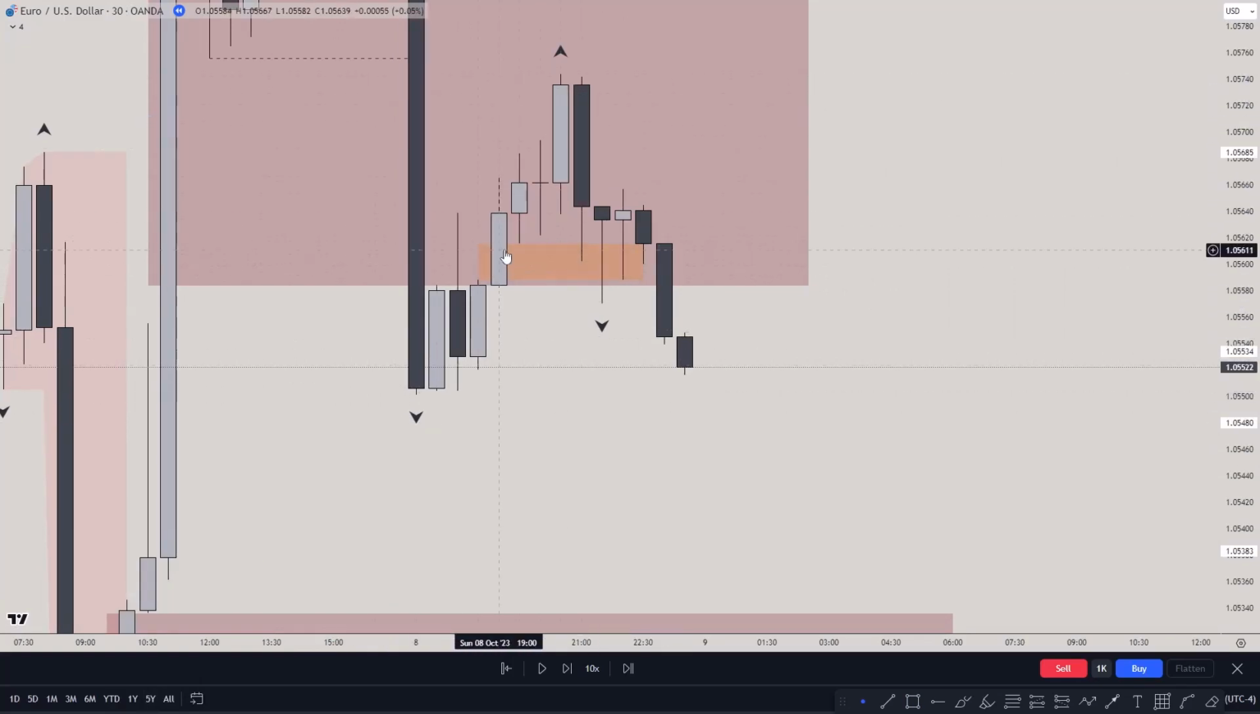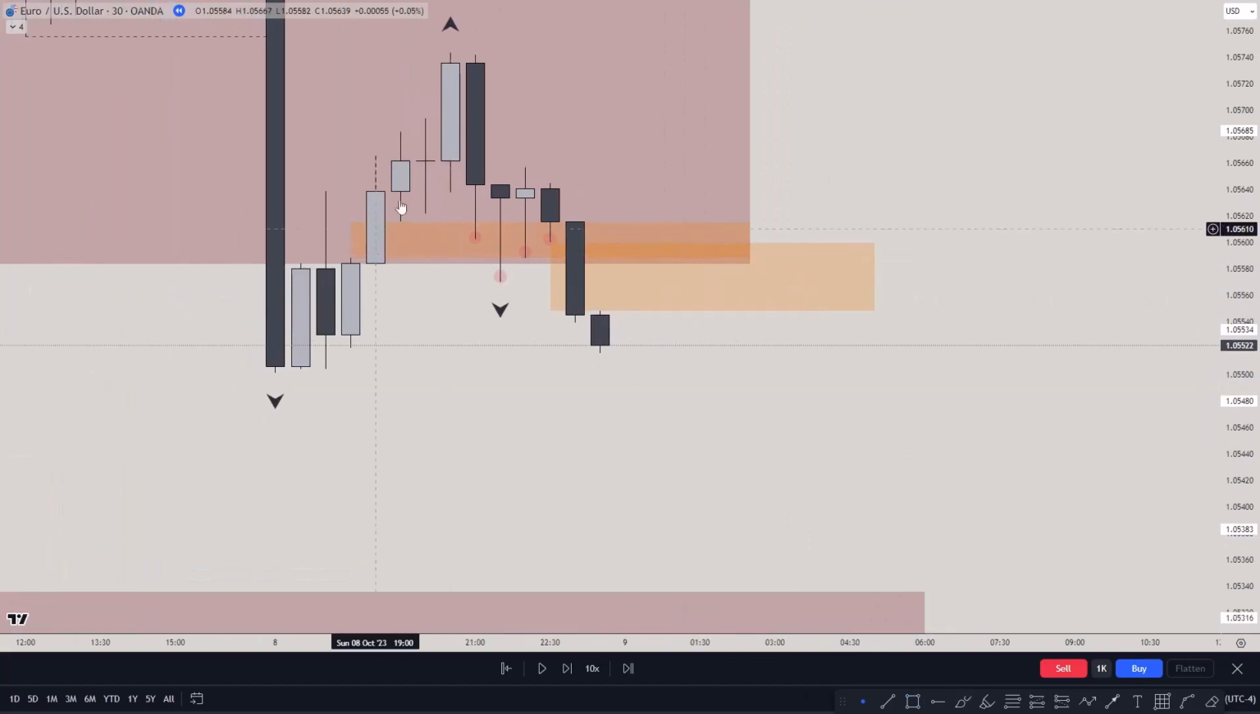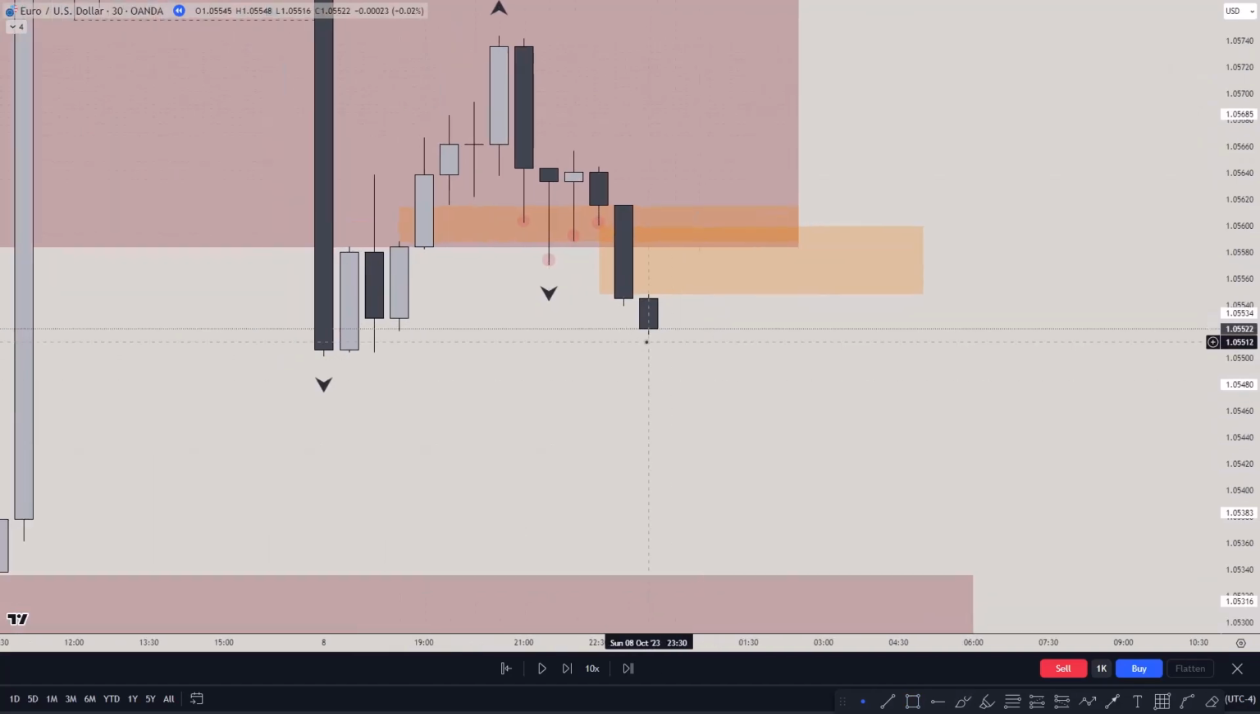Singular fair value gap. Price respected it for the first time right here, respected for the second time, third time, and fourth time, and then disrespected. So now we have an inverse fair value gap at this level right here. And we have another fair value gap also right here. So that looks much better now, right? So we can confirm that this is the high and price is going to go lower from here.